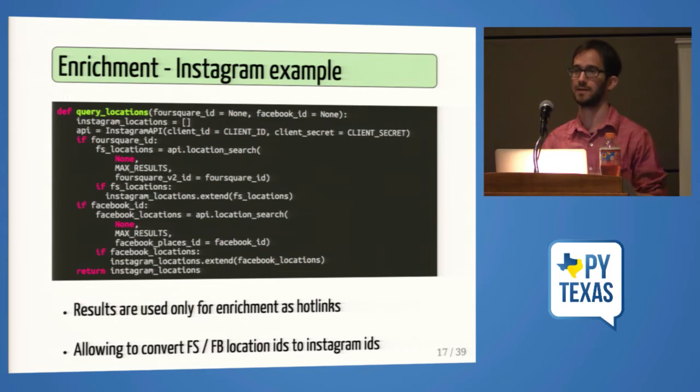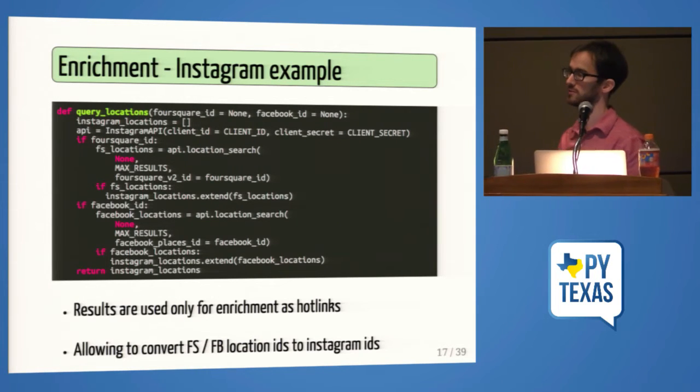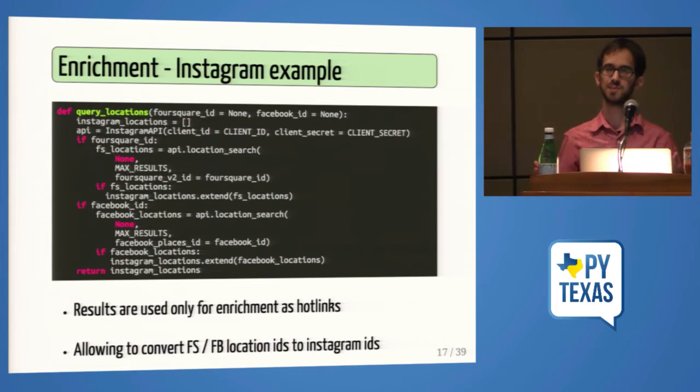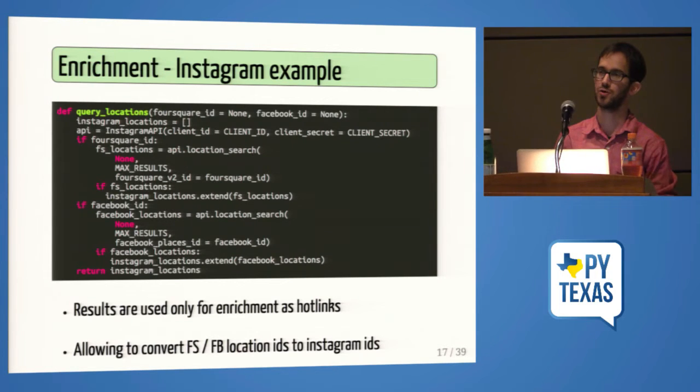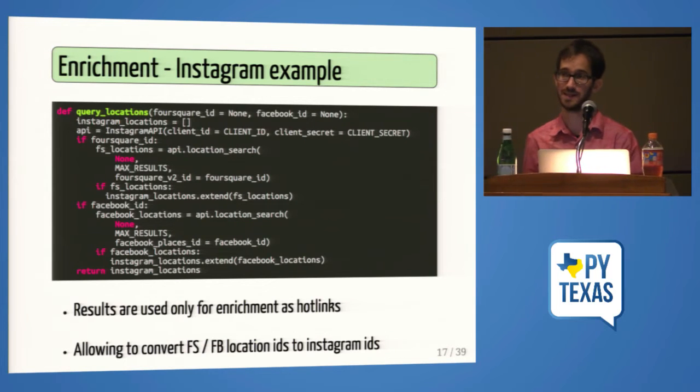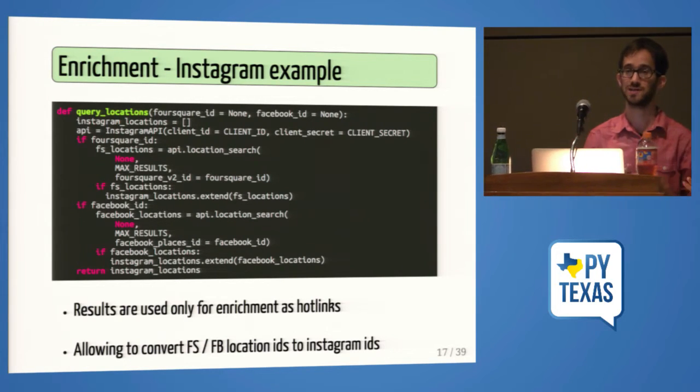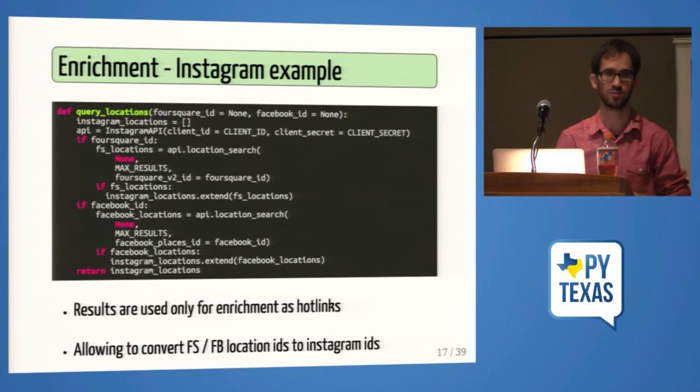Once we're done collecting our data, we would want to start doing more specific tasks on it, such as collecting images for points of interest. In this example, I'm showing Instagram, which has a very good API, and very helpful, because Instagram has the ability to pass on a Foursquare POI ID or a Facebook POI ID, and it will return back images for that location from Facebook or Foursquare.